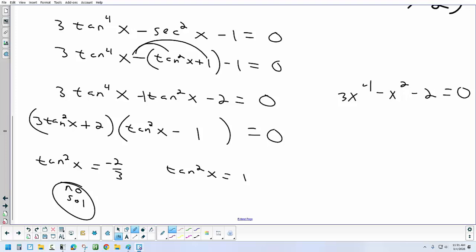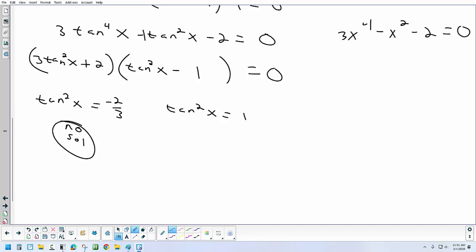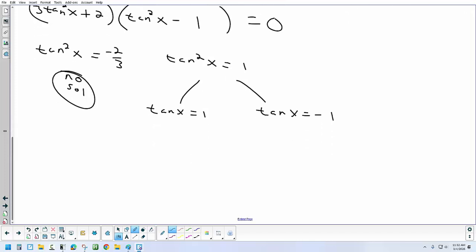But the other part still might. This is going to break down into two equations. What happens when you take the square root of both sides? Can someone give me one of the equations? Tangent x equals 1. Yep. And the other one? Tangent x equals -1. Yep. Okay. So we're looking for where tangent is positive and where it's negative. Well, that's every quadrant. So even though one of these canceled out, we're still going to get 4 answers here.